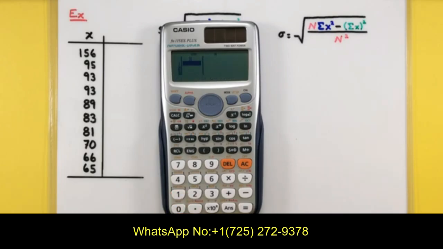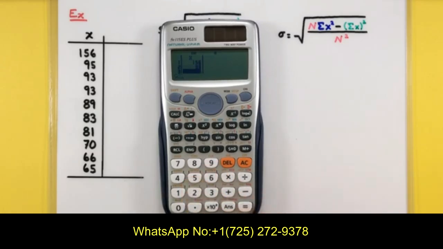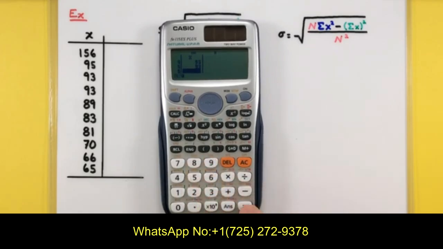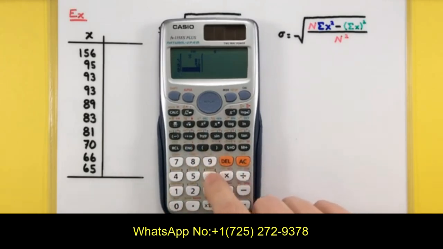All right, here's where we can now enter in all of that data. I have 10 data points, so we'll just type them in one at a time. Every time I'm done typing one in, I press enter and it'll go to the next line. And we'll just keep going bit by bit. So let's see, 95, 93, 93, 89, 81, 70, 66, and 65. Okay, so there's all of our data. It's in the calculator, it's safe.